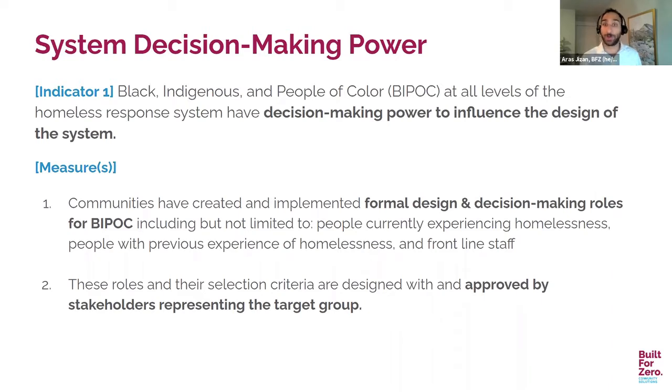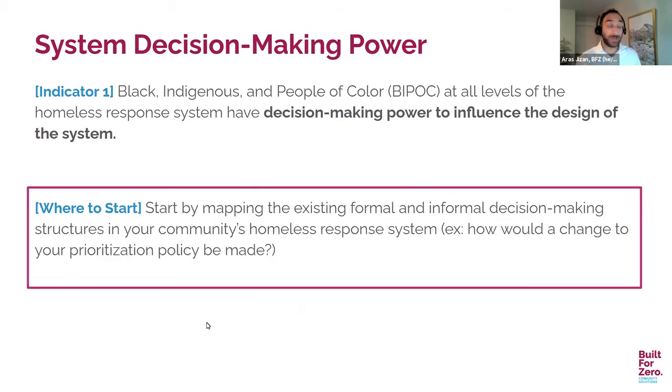So obviously, again, this is not as cut and dry as pulling a report out of HMIS and looking at it month over month. This is building a new or different infrastructure. But with that said, our hope is that y'all can start by mapping the existing formal and informal decision-making structures in your community's homeless response system.